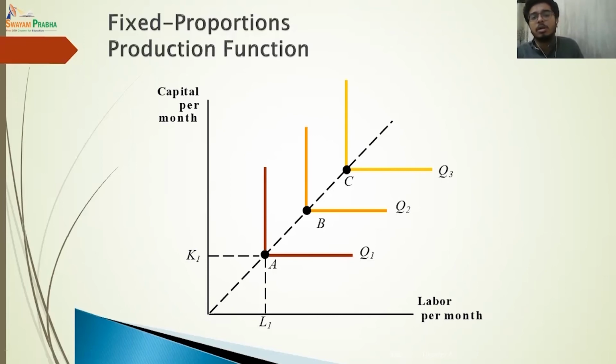And they will be considered as isoquants for perfectly complementary products. Perfectly complementary inputs or factors of production.